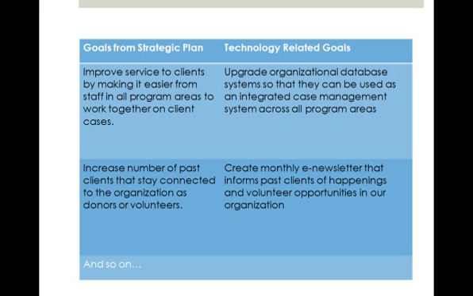An easier way to think about it is how do you actually take what you have from your strategic plan or take what you have from your organization goals. These are the mission goals that you know very well already from a day-to-day basis. And then how do you actually translate that into a technology-related goal? So here's an example. If you want to improve your services to clients by making it easier for staff from all program areas to work together, here you may want to think about updating your database system so that the staff can access the information easily from all program areas.